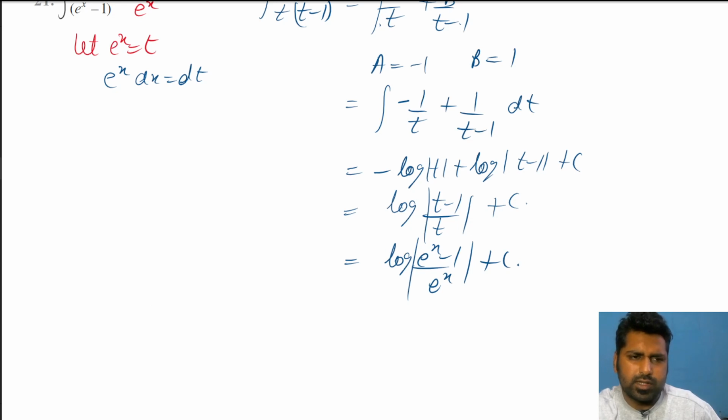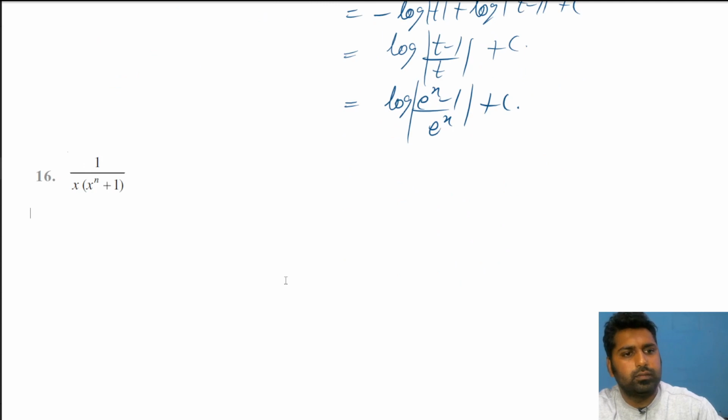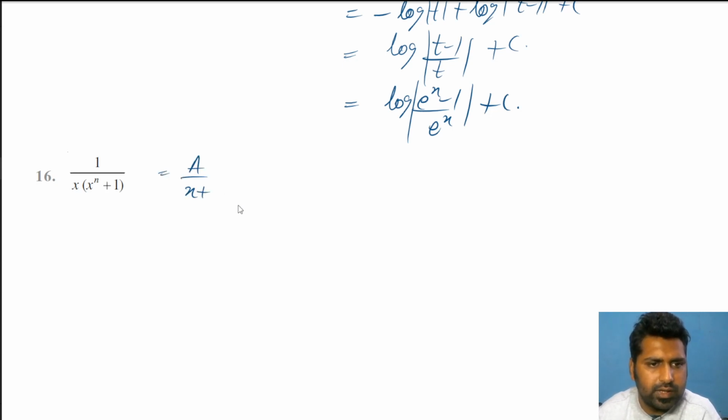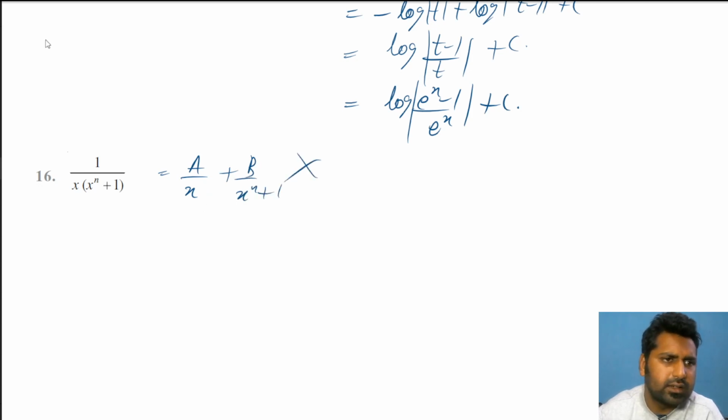Look at this last question. Again, kind of look like partial, but the form should be either like x into x plus 1 into x plus 2 type thing like this, or a quadratic, not power n. We cannot deal with this. We cannot directly say it is a upon x plus b upon x raised to power n plus 1. We cannot write this. This is incorrect.